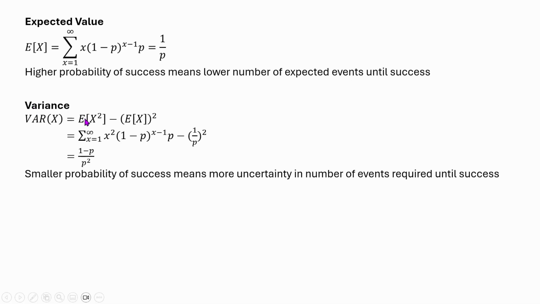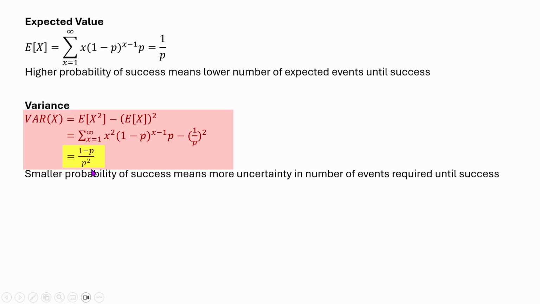So what is variance? This is the formula for variance. So we just put x square right here and the same formula right here of the PMF. And also 1 by p is the value for E[X], the expected value. So if we do the math, we are going to get something like this. Now here, if you make p small, if you make the probability of success small, you are going to see that the variance will increase.